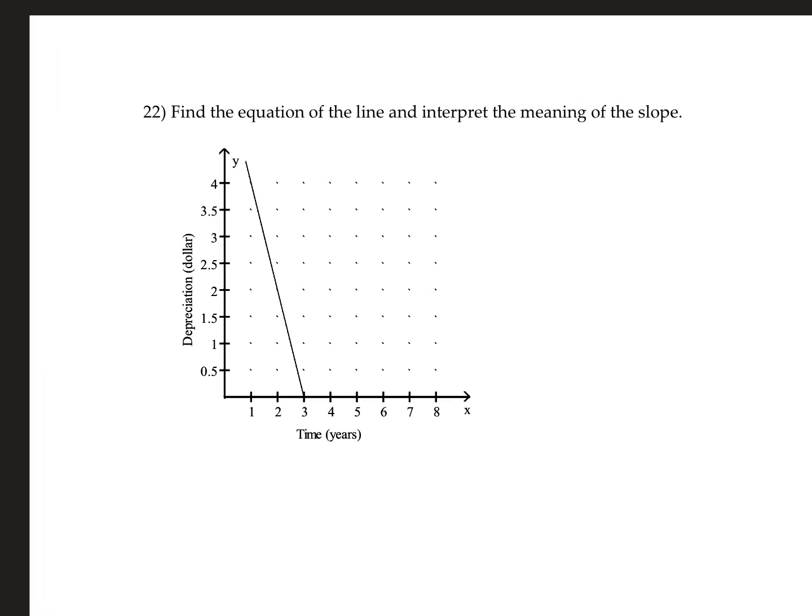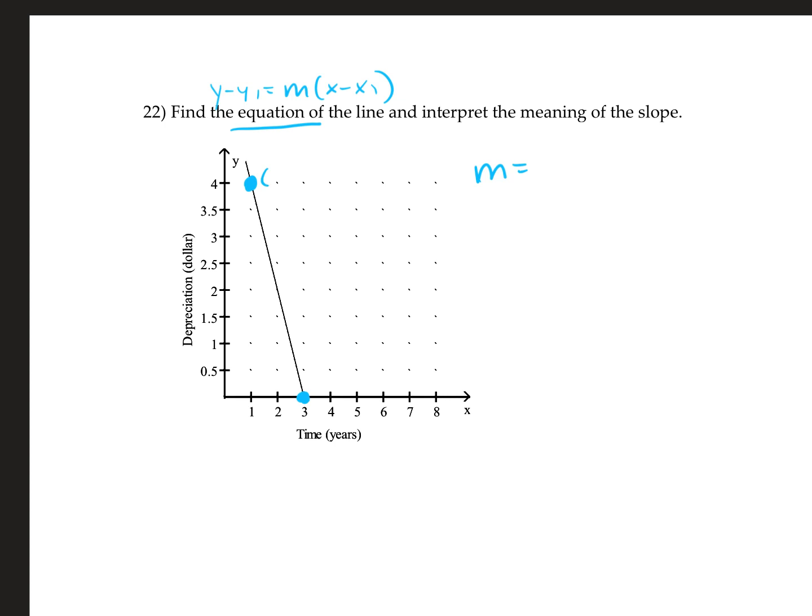So for 22, we want to find the equation of a line and interpret the meaning of the slope. So first, let's find our equation of a line. For this question, we need to use point slope form because we don't have the y-intercept. So we have to use point slope. y minus y1 is equal to m times x minus x1. So let's find our slope first. We can pick any 2 points on our graph. So I'm going to pick this one down here and this one up top, just because we clearly see that it goes through the line at those 2 points.